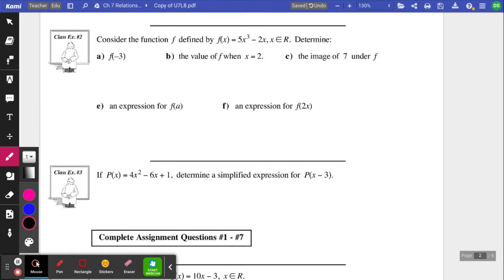All right, it says consider the function defined by f of x equals 5x cubed minus 2x, where x is an element of real numbers. That means you can plug any value of x into this function that you want to. Plug in anything you want. So it says determine f of negative 3. What are you going to write down?